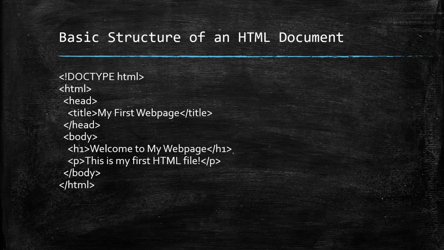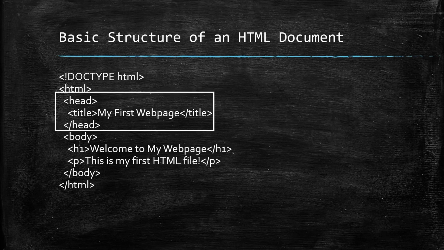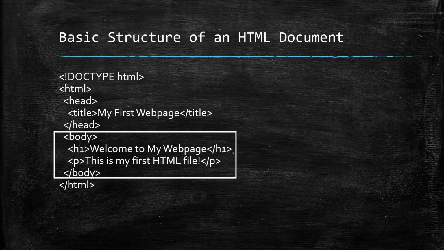The very first line, exclamation mark, doctype, HTML, tells the browser this is an HTML5 document. The second line and the last tag, which is the HTML tag, this is the root of an HTML document. Then we have the head, which contains the metadata, like the title of the web page. And then we have the body, where all the visible content is placed.